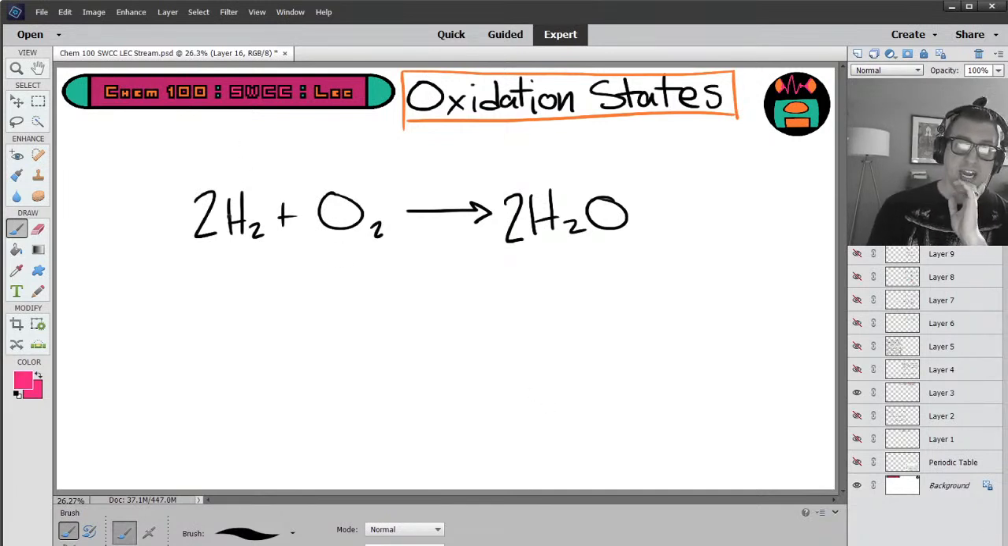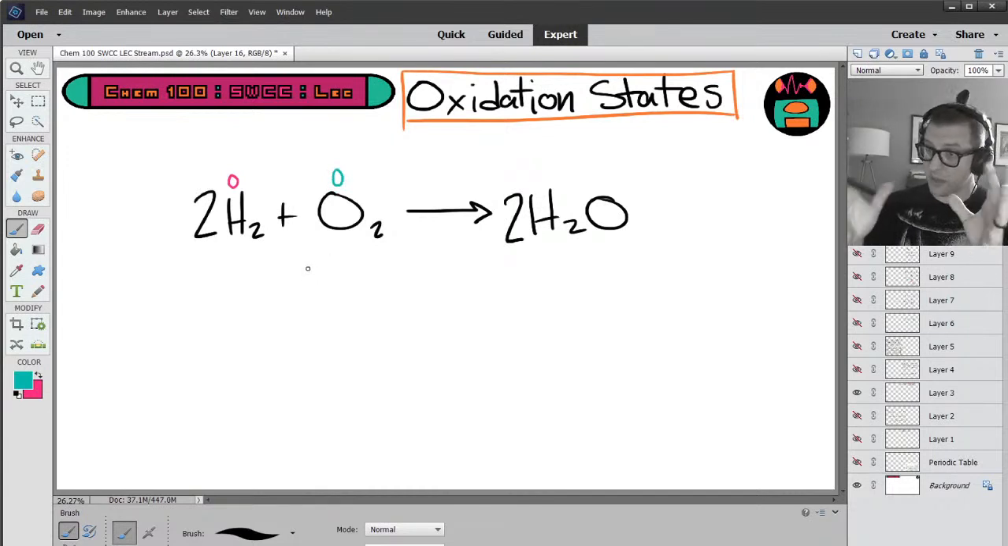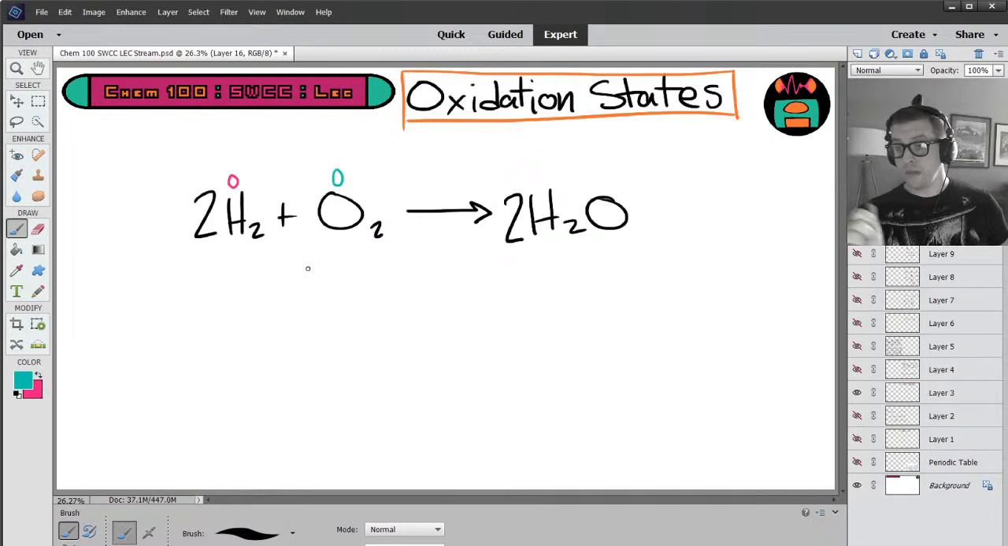If you look at hydrogen on the reactant side, the oxidation state of hydrogen is going to be 0 in the molecule H2 because there's no charge and it's the only element present. Same with oxygen. There's no charge, it's the only element present. So the oxidation state of each oxygen atom inside the molecule of O2 is 0. Now watch what happens to each element's oxidation state on the product side of this reaction.